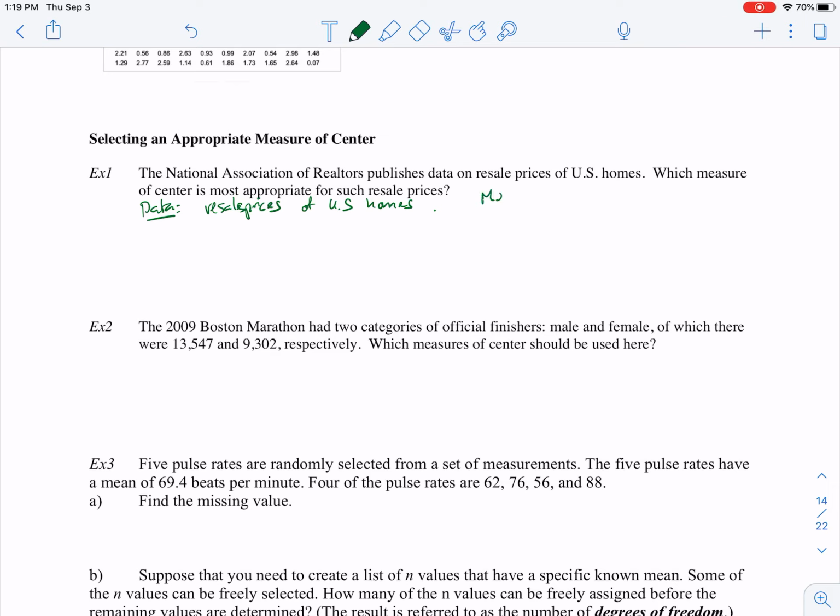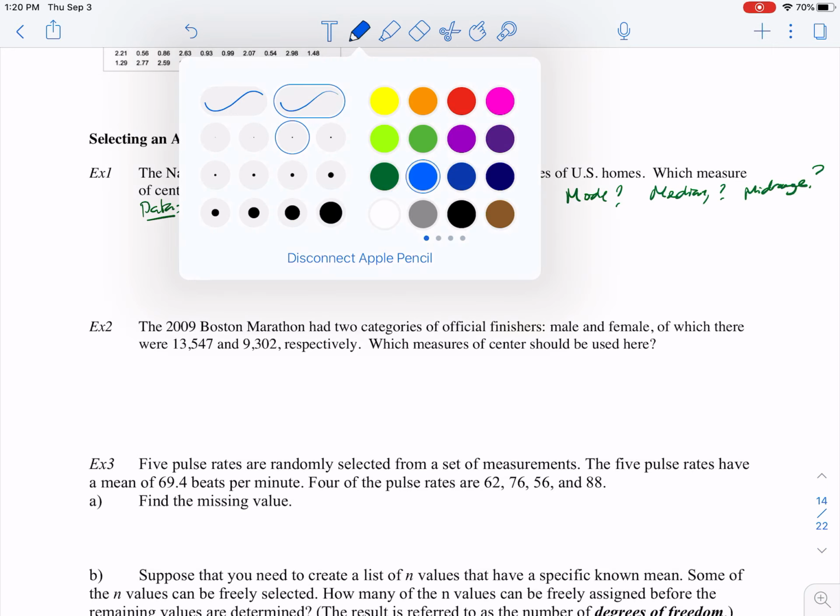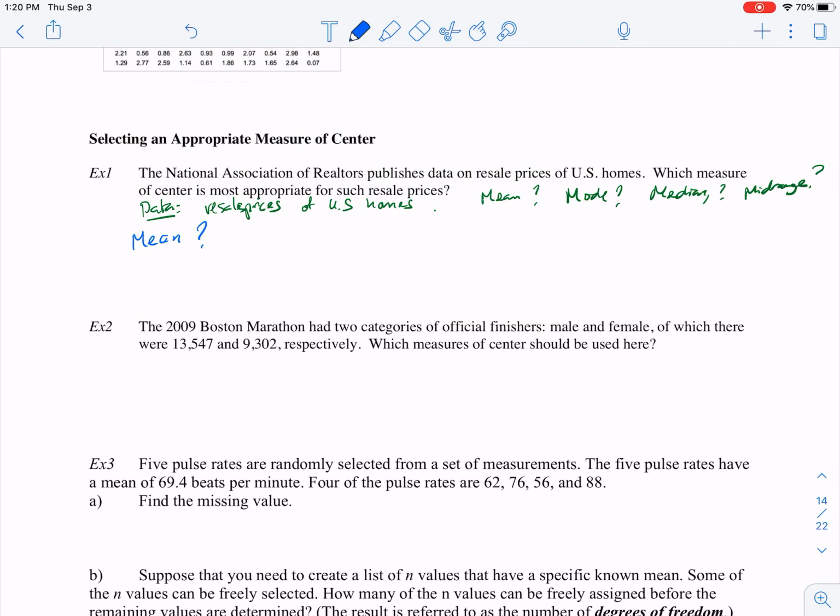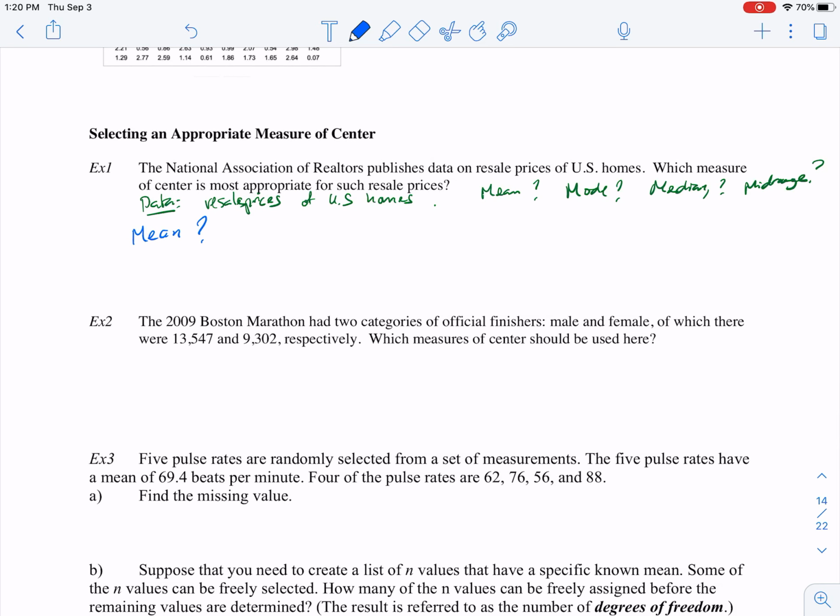Should we use the mean? Should we use the mode? Should we use the median? Mid-range? Which one is the most appropriate? Let's talk about some of this. If we were to use the mean, well, there's going to be a few extremely high prices way up in the millions, which would skew the rest of the resale prices of U.S. homes quite a bit, because if we're looking at 30-40 million dollar home prices up there, and the average price would be around 600K or 700K, that's going to mess up the value quite a bit.